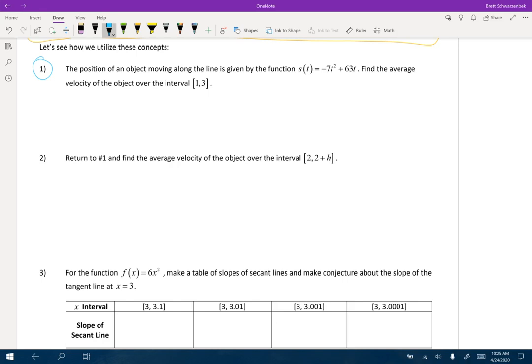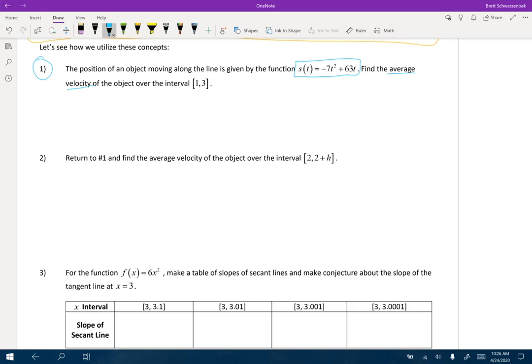It says the position of an object moving along the line is given by the function s of t is equal to negative 7t squared plus 63t. Find the average velocity of the object over the interval 1 to 3. Okay, so this you should be able to eat for lunch based on what you learned in class. Why? Because it's identical to the rock example. So we have an equation that maps out how the rock is actually going to progress in terms of its height. And in this standpoint, we have, in this case, it's just the position of an object. So now we want to find the average velocity over the interval 1 to 3.